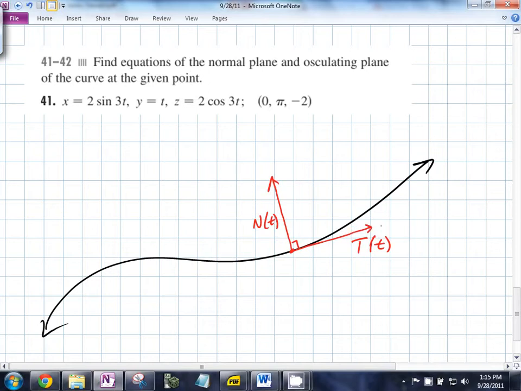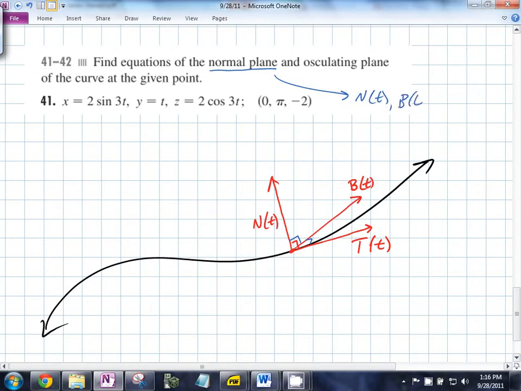And this thing, the binormal vector, is perpendicular to both of them, right? I'm trying to draw in 3 dimensions right there. Okay, so the normal plane, which 2 vectors pass through the normal plane? N and B. N of t and B of t, exactly. Did you look up the osculating plane? Which one is the osculating plane? N and T. It's the one that passes through N of t and T of t, yeah.